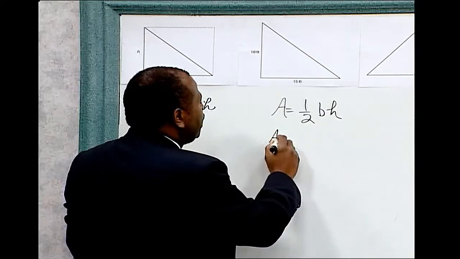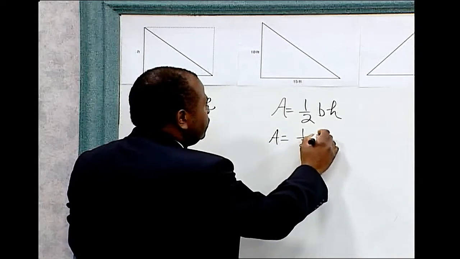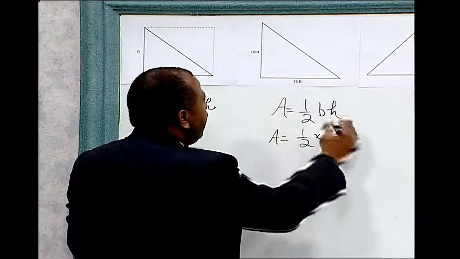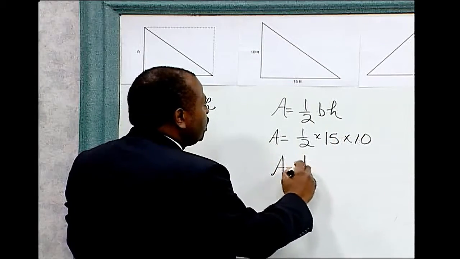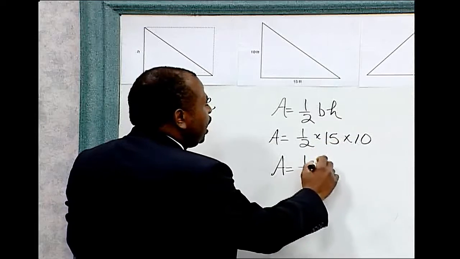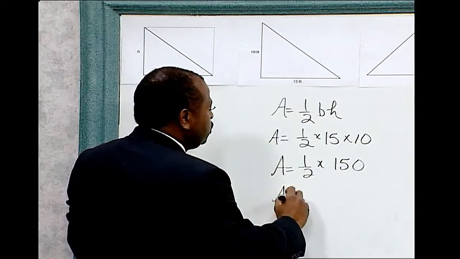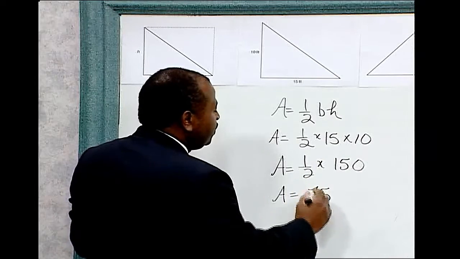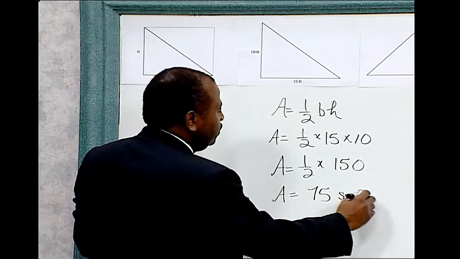A is equal to 1/2, the base, which is 15, times the height, which is 10. A is equal to 1/2, 15 times 10 is 150. A is equal to 75, and the answer will be 75 square feet.